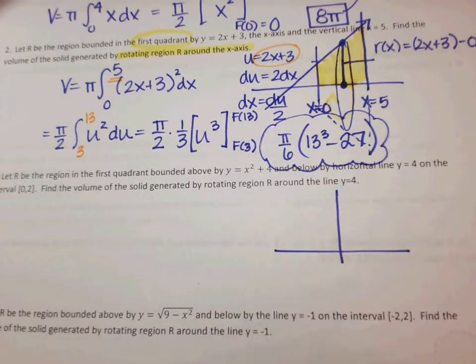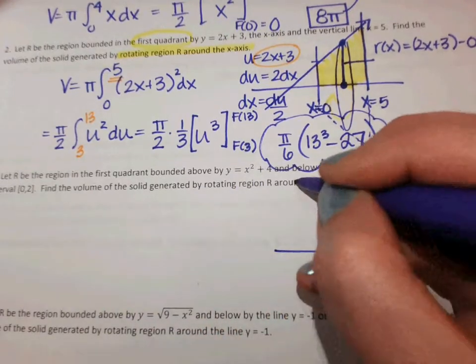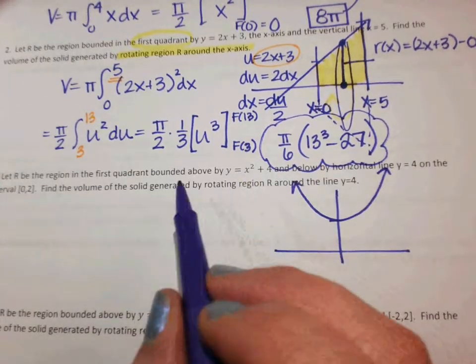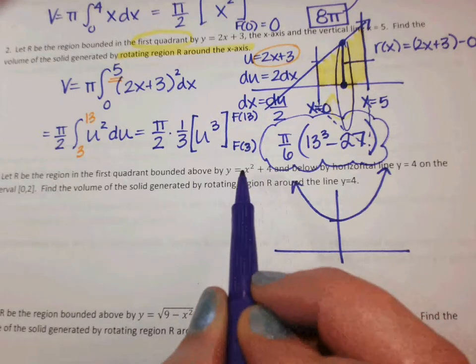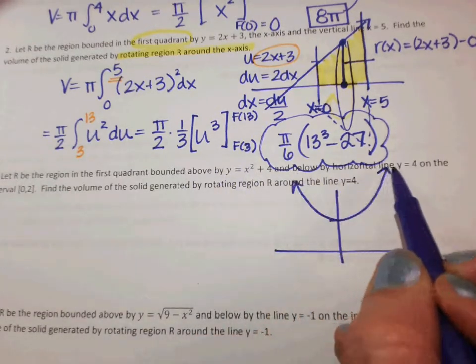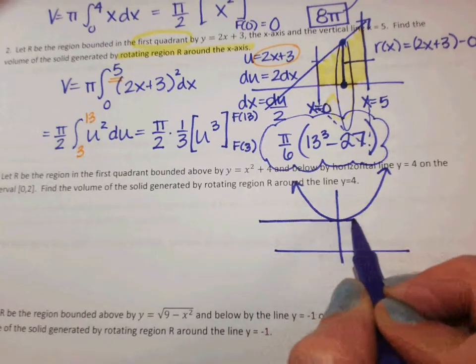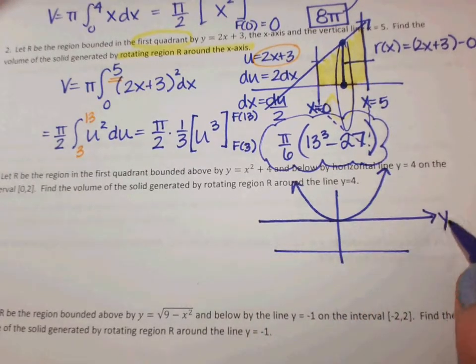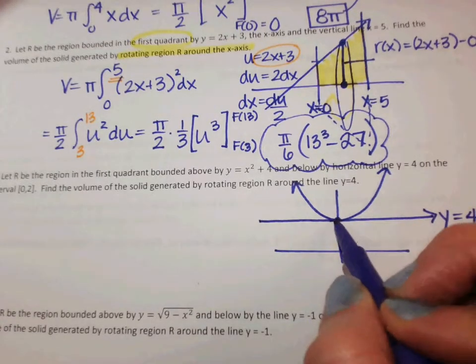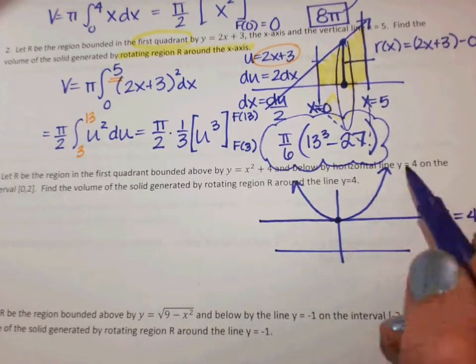Parabola, but where is it shifted? Up 4. So there's our parabola. And notice it says I'm bounded above by x squared plus 4, and I'm going to be bounded below by y equals 4. That would be here. Okay, now question. Those cross once, right? They cross here. Do they cross again to tell me where to stop?